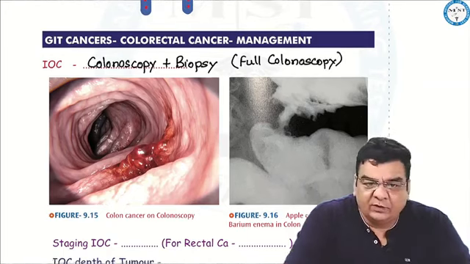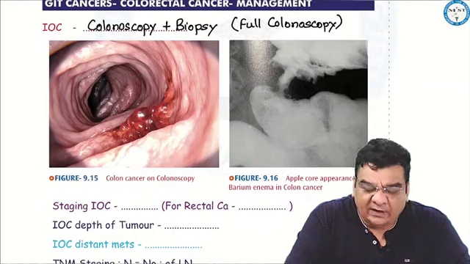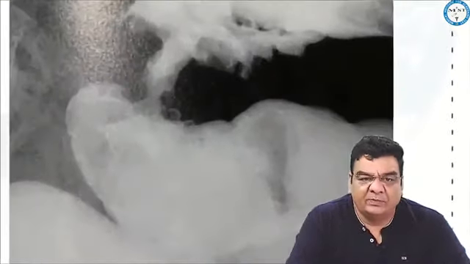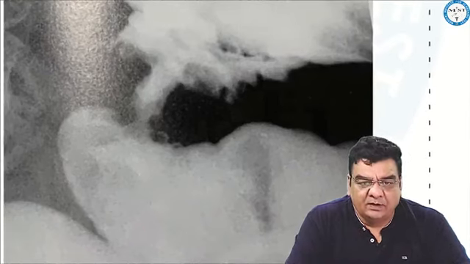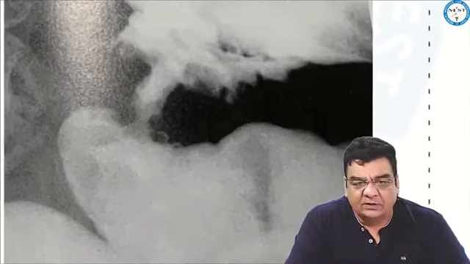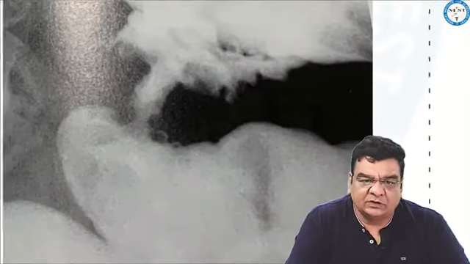If by chance we are doing a barium enema, then we can find an apple core appearance on barium enema. Cancer in any tubular structure, if it is circumferential, only the lumen will be seen by the contrast.